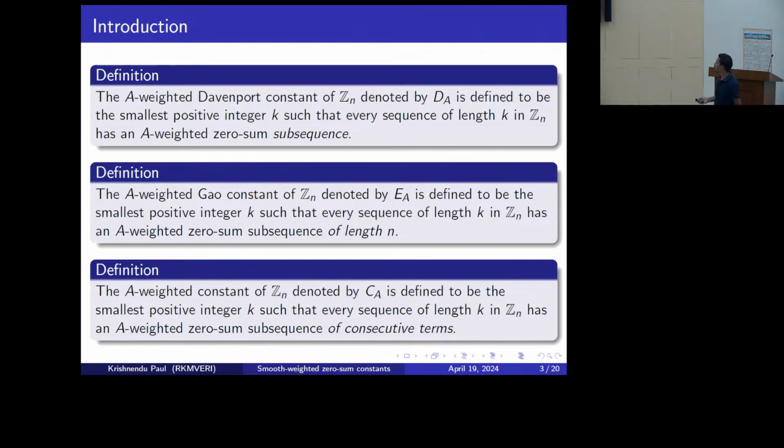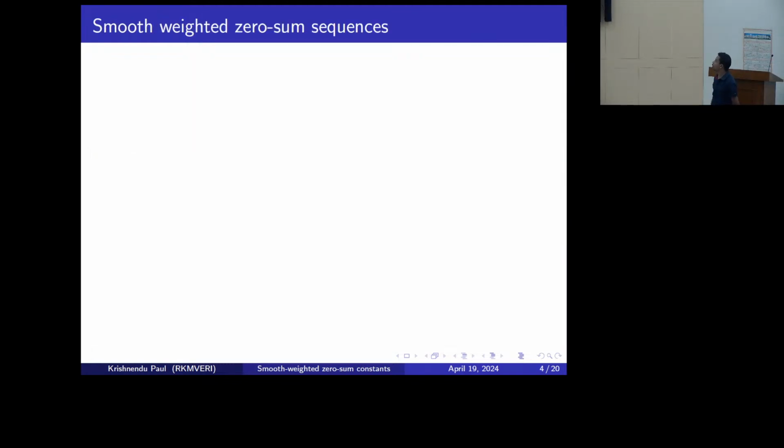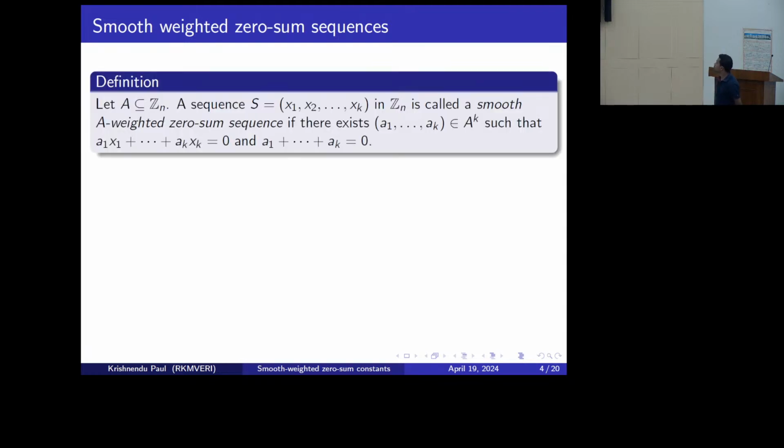Now we will see the main definition, smooth A-weighted zero sum sequence. A sequence is a smooth A-weighted zero sum sequence if there exists a k-tuple of weights such that the weighted combination of the sequence is 0, together with the sum of the coefficients, meaning the sum of the weights, also being 0. This is the extra condition.